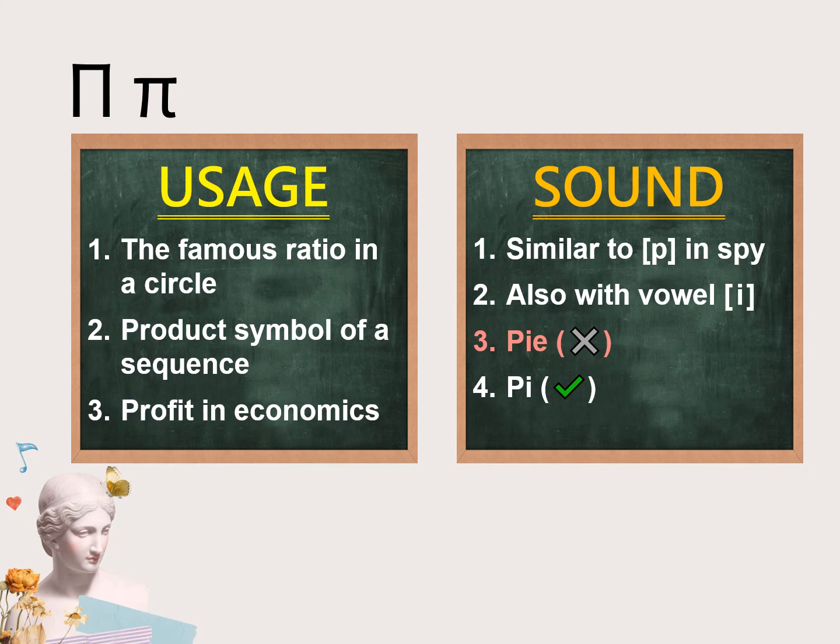But again, do you think the Greek people really read it as pi? Not at all. First, don't puff so much air, just like the P in the word spy. Second, you know that the ending vowel is E. So let's practice. E, E.